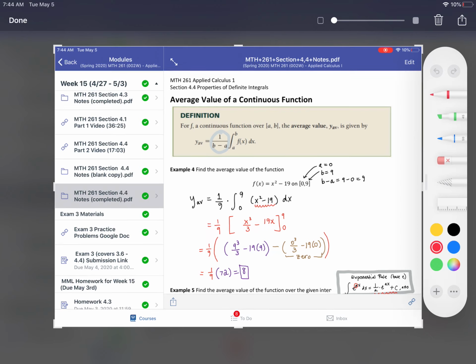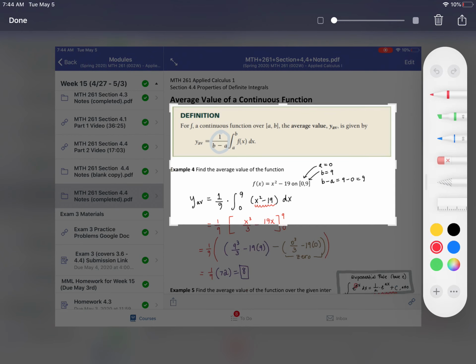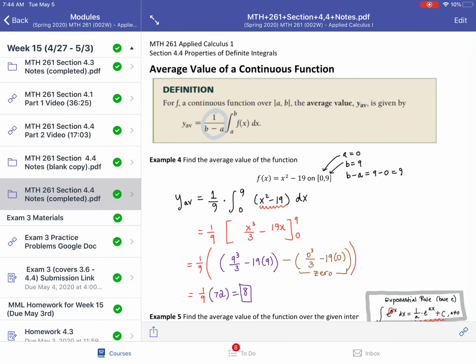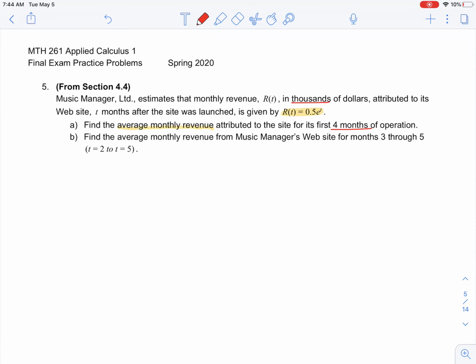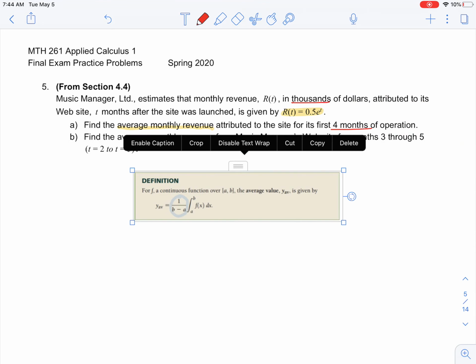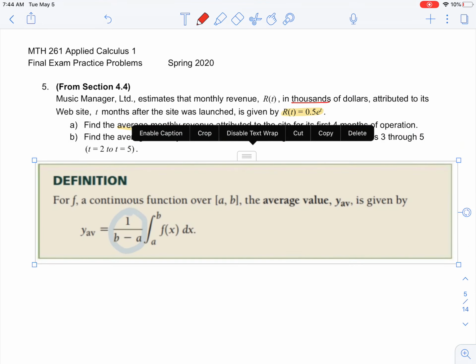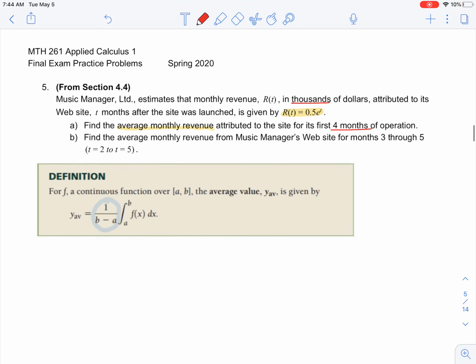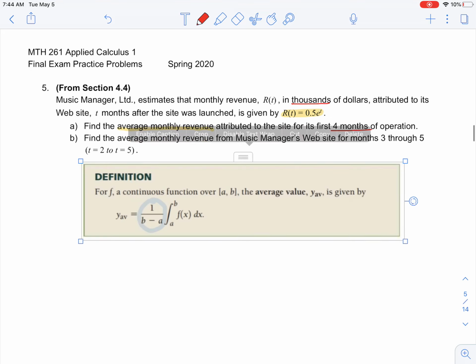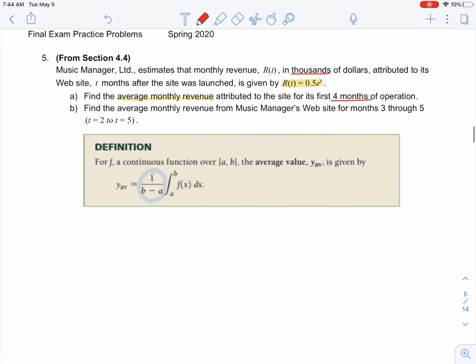Let me copy this formula down and put it on the note for you. This is what you will need to use to solve number 5. With your final exam being open note, I want you to use all the resources. Just make sure to submit a really great exam for me. Let's go ahead and find that average monthly revenue.